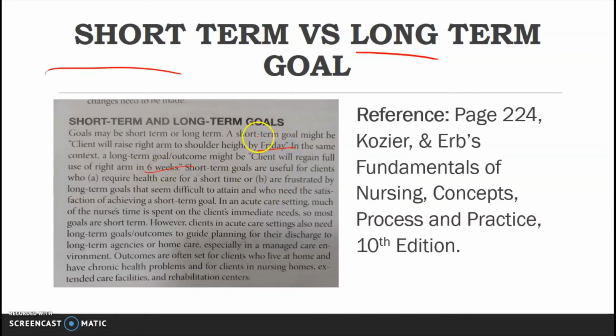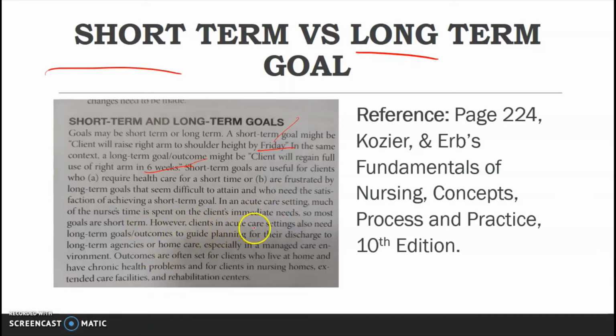So, safe to say na sinabi ni Kozier, although wala siyang exact sinabi dyan, that short-term is more on achievable within days, while long-term is achievable more in 6 weeks or more. Short-term goals are useful in clients who require healthcare for a short time or are frustrated by long-term goals that seem difficult to attain, and who need the satisfaction of achieving a short-term goal. In an acute care setting, much of the nurse's time is spent on the client's immediate needs, so most goals are actually short-term.